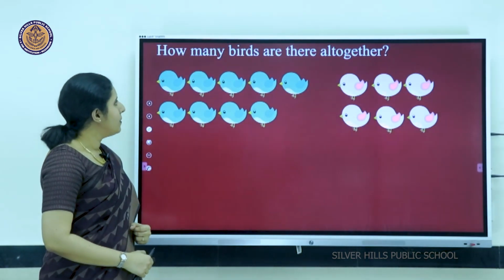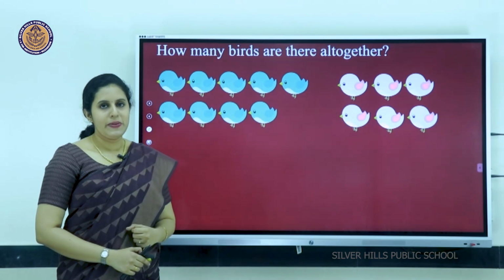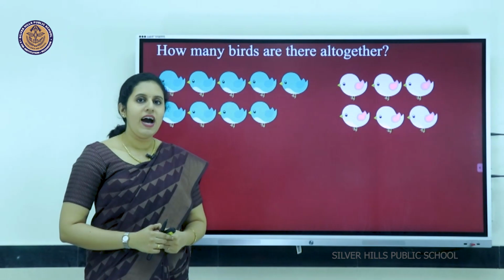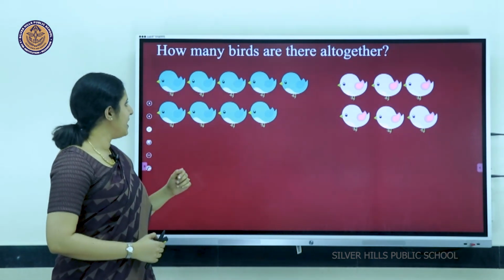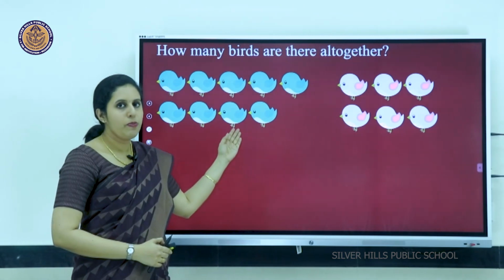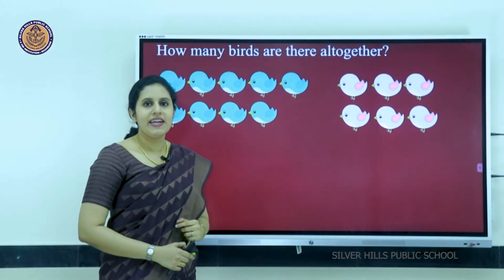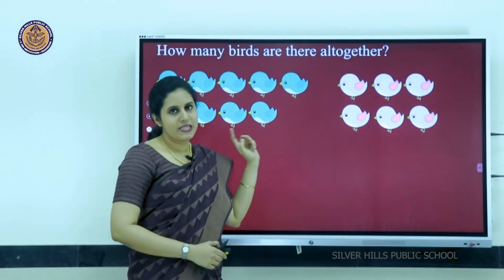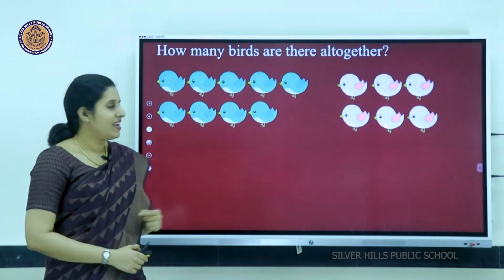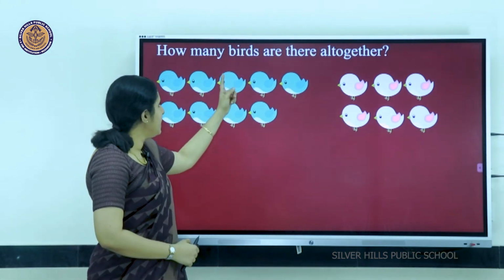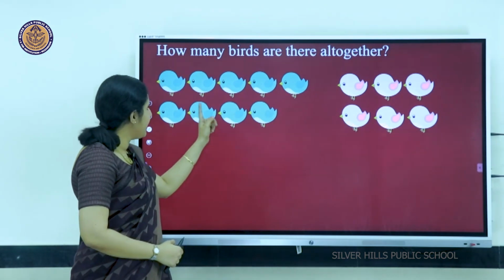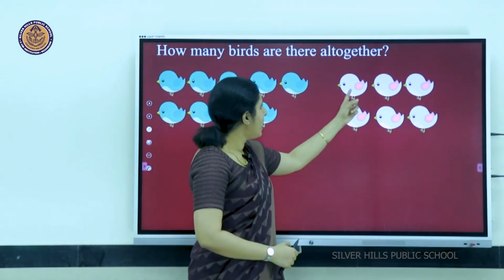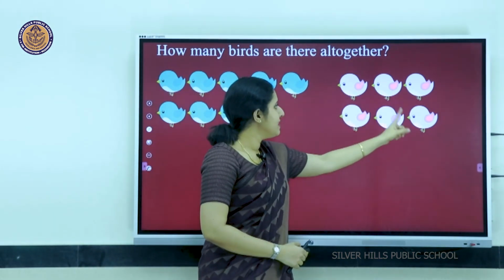How many birds are there altogether? Now we are going to do this in the same way as we did with the other problem. You can see on the screen, on the left side there are blue birds and on the right side you have pink birds. So blue birds here, pink birds there. How many blue birds are there? Let's see. 1, 2, 3, 4, 5, 6, 7, 8, 9. So 9 blue birds. 1, 2, 3, 4, 5, 6.